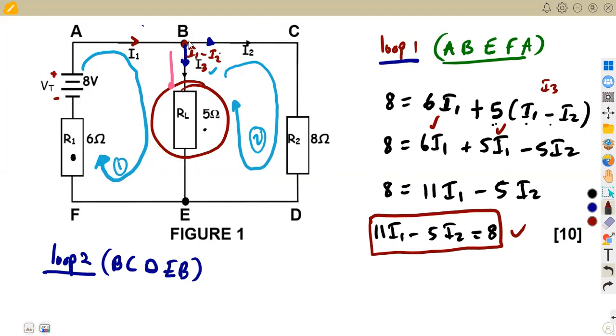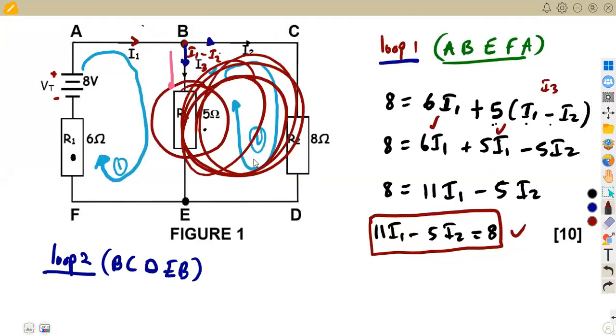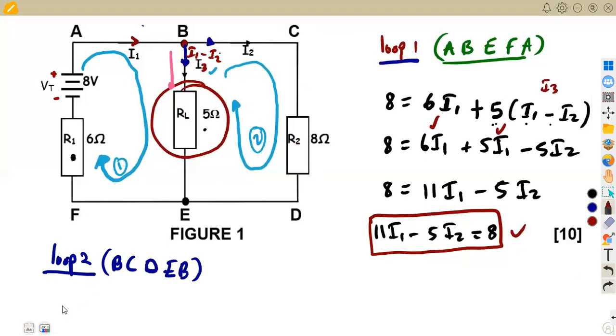All right, so from B to C to D to E, we consider B, C, D, E like this. It is the same current flowing, which is the current I2, and we are maintaining the direction of current. So that will be a positive, and we do not have a voltage source in this loop. So we're going to have 0 is equal to 8 times the current I2. Since we are maintaining the direction of the flow of current, that will be a positive. That is from B to C to D to E.